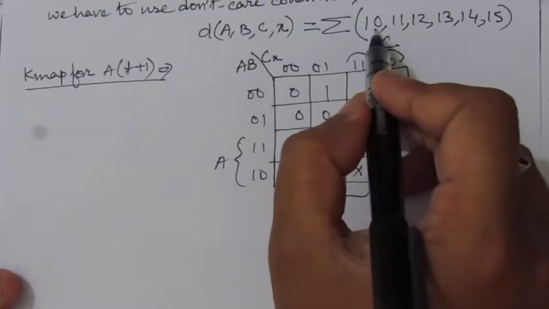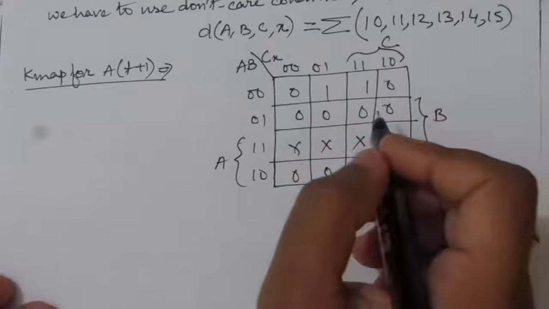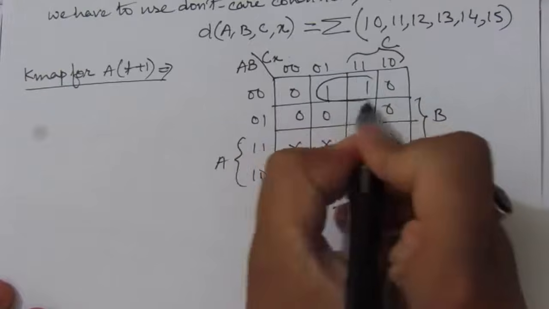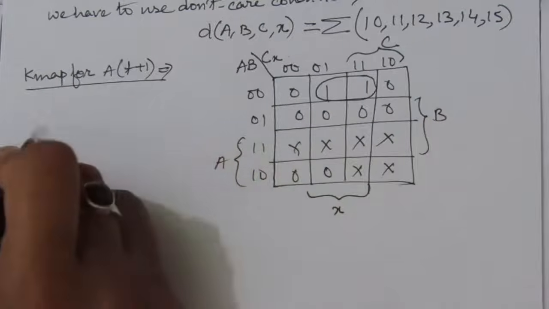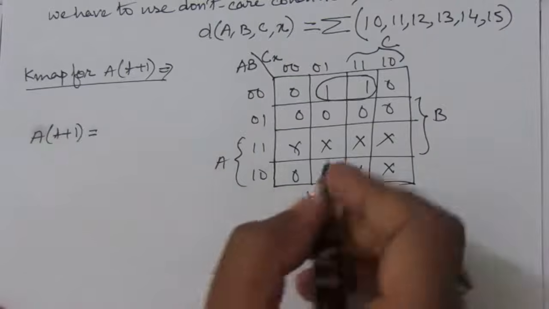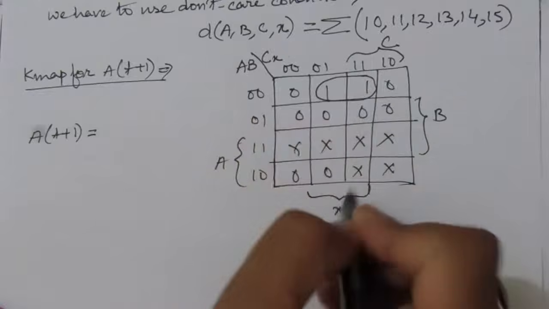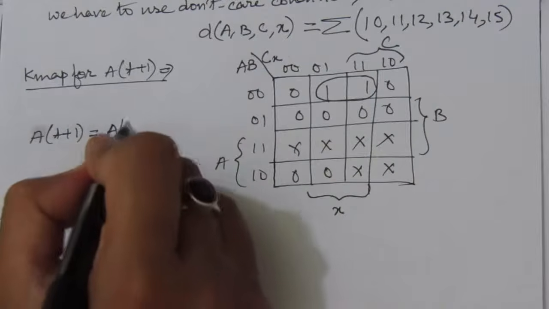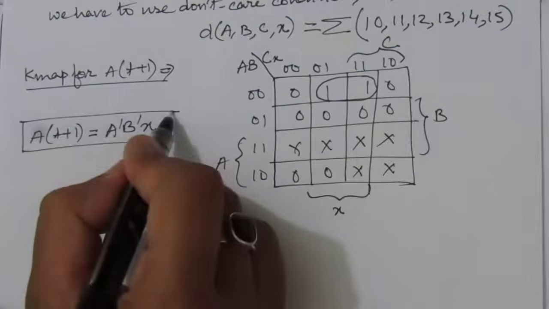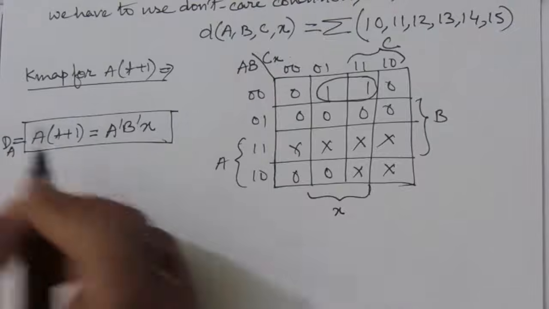You can see here don't care conditions are 10, 11, 12, 13, 14, 15. So we have two ones here, and you can combine like this. So a of t plus 1 is equal to, from this term, a bar b bar x. So we have got the equation for a of t plus 1. This is nothing but dA for the D flip-flop case.